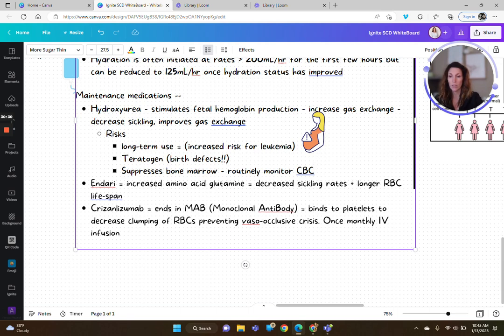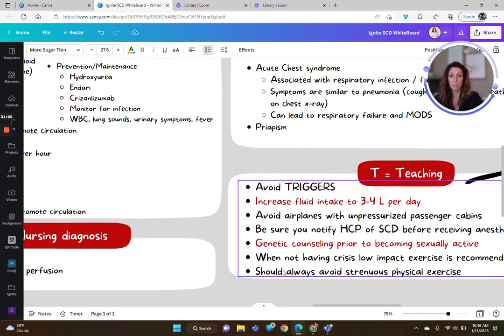And then crizanlizumab. So this ends in MAB, meaning it is a monoclonal antibody. So this binds to platelets to decrease clumping of red blood cells and prevent vaso-occlusive crisis. So this is a once monthly IV infusion. So just as you go along and learn about different medications, a lot of these that end in MAB are infusions. Not all of them, but pretty common.